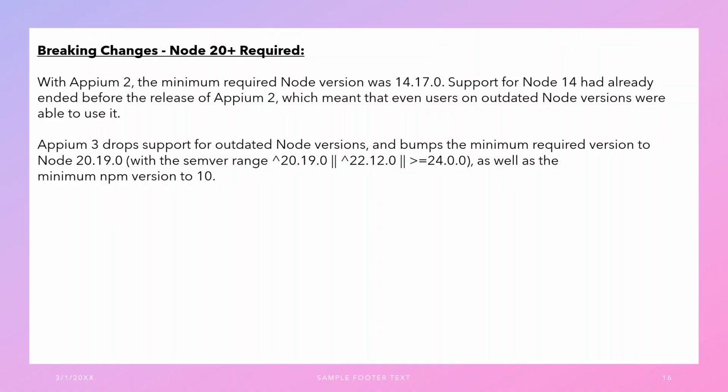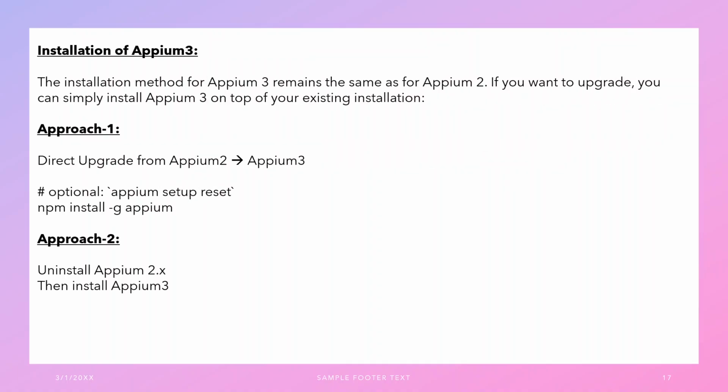Okay, now the second step is the installation of Appium 3. This is our main concept here. So the installation method for Appium 3 remains the same as Appium 2. If you want to upgrade, you can simply install Appium 3 on top of the existing installation. Suppose you have Appium 2, any 2.x version, just upgrade that version to Appium 3. So here we follow two approaches. The first approach is the direct upgrade from Appium 2 to Appium 3.